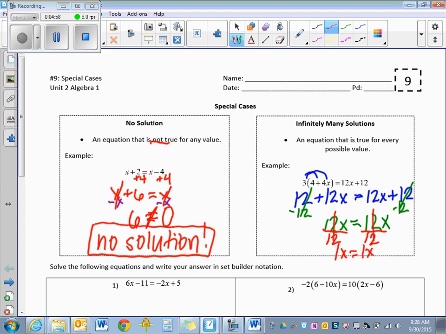Well, x is always equal to x, right? No matter what, x is equal to x. 4 is equal to 4. 5 is equal to 5. 108 is equal to 108. So no matter what, that is exactly the same. So this is true no matter what number you put in there. So this is going to be all real solutions.